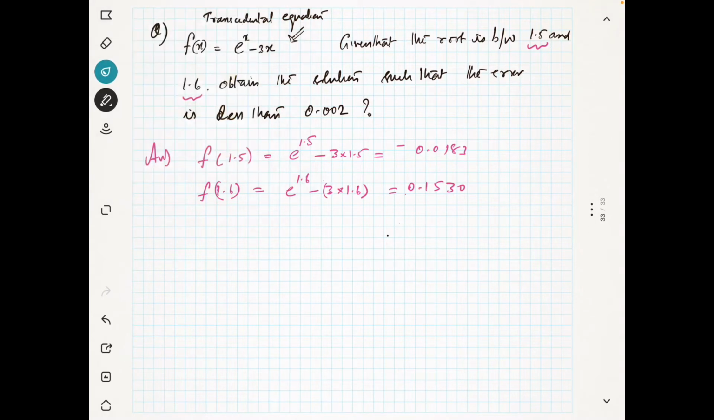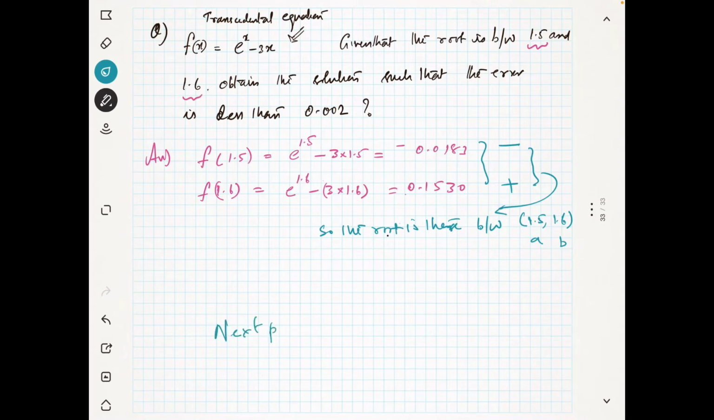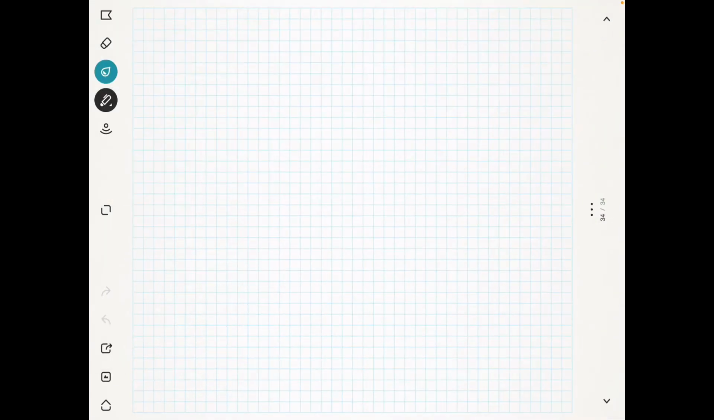Now it's very clear that this answer is negative and this answer is positive. So the root is between the points 1.5 and 1.6. So this is your A and this is your B. Now we will proceed with this. So I will use the next page. So I will write the function again. F of x is equal to e power x minus 3x. Okay, now our A equal to 1.5 and my B is equal to 1.6.